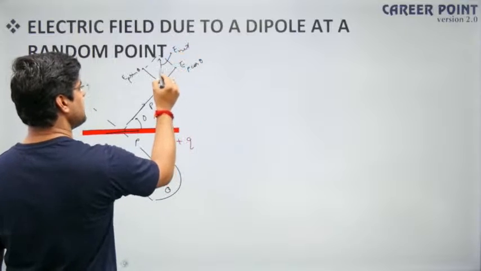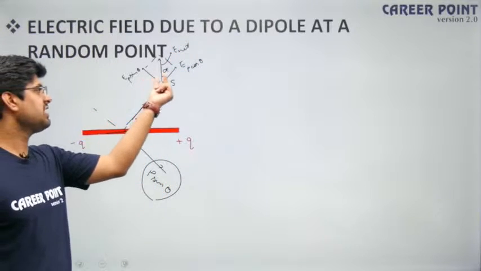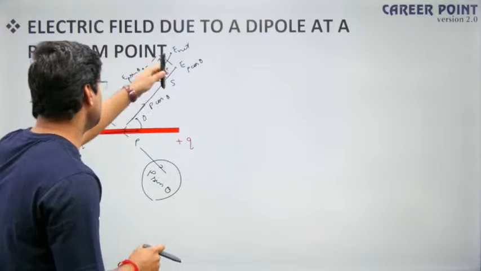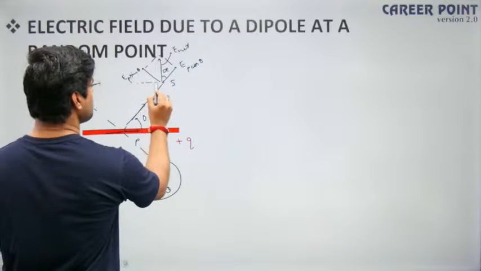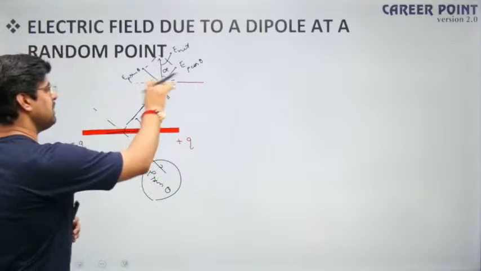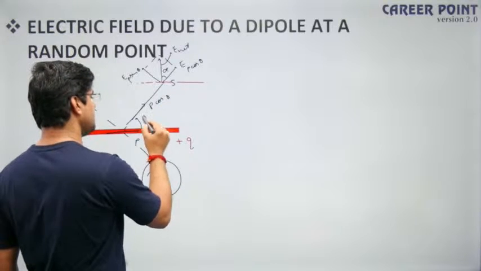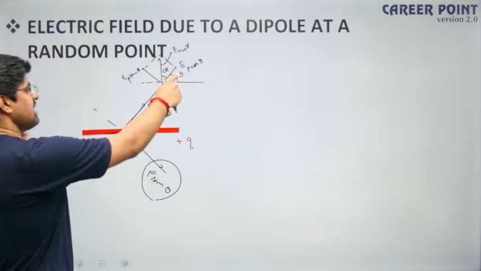Let's say this E net is making angle alpha from EP cos theta. No problem. If this E net is making angle alpha with EP cos theta, let me draw a line parallel to horizontal. What I can do, if this is angle theta, this angle is also theta.